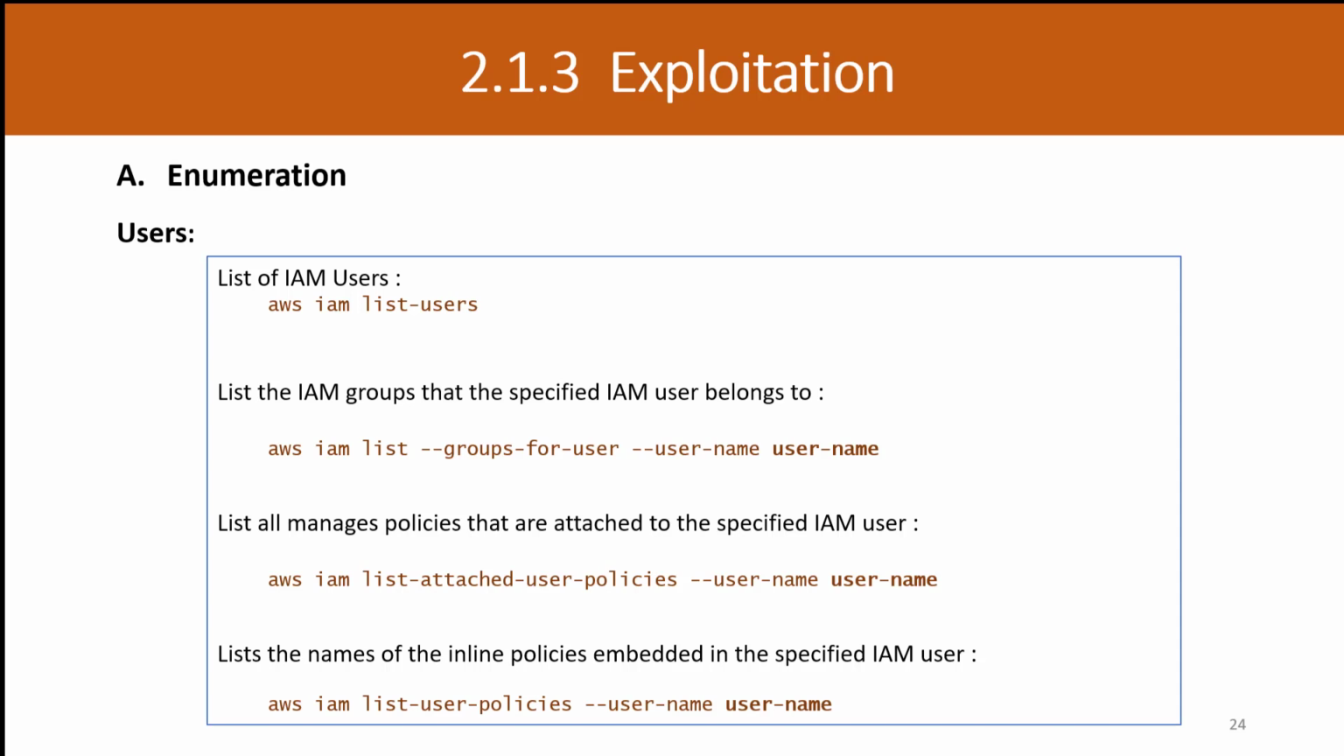Why am I saying it's authenticated? Because to enumerate AWS services or AWS resources, you need at least a valid key as well as a secret. So you need valid credentials to access this. I'm enumerating through the CLI, that's why I need a valid key as well as a secret.